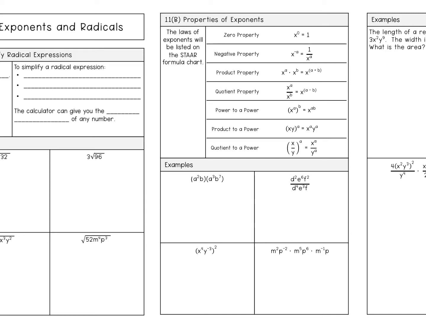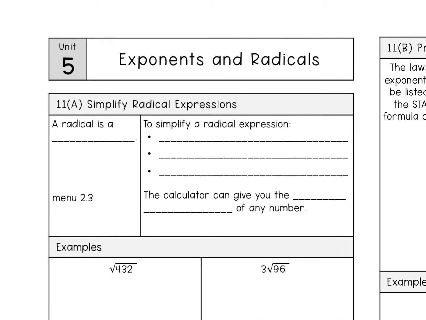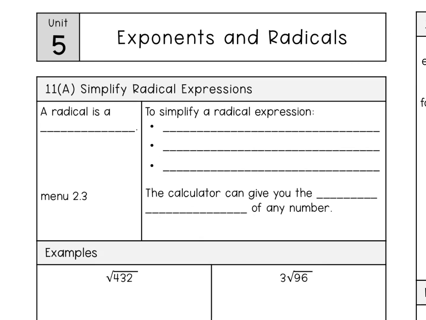Okay guys, today we're going to do our last unit, Unit 5, Exponents and Radicals. So starting with a radical, a radical is a square root.